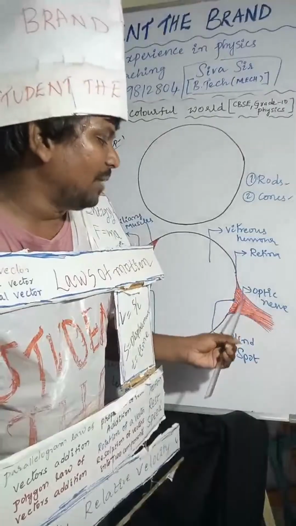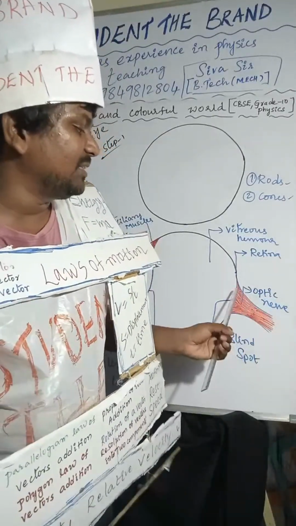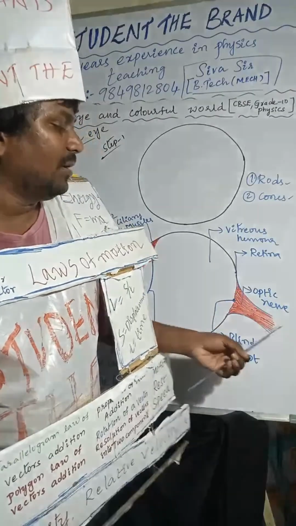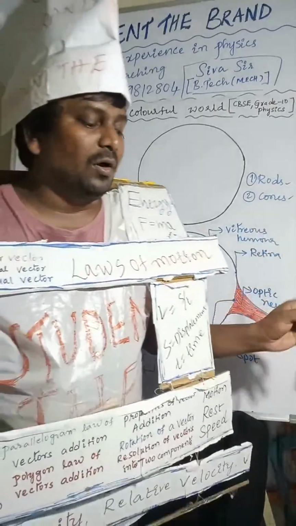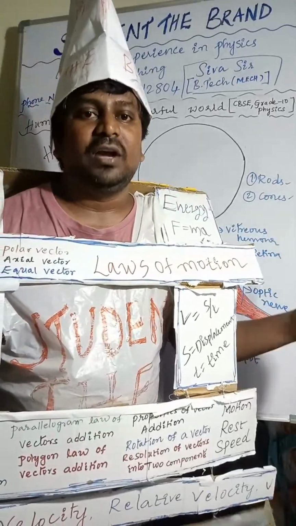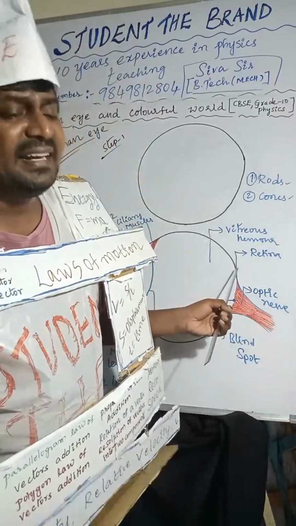So here the nerves are there. Wherever the nerves are reaching the brain, all nerves are meeting at one point. There no image will form, no light will reach. That is the blind spot.